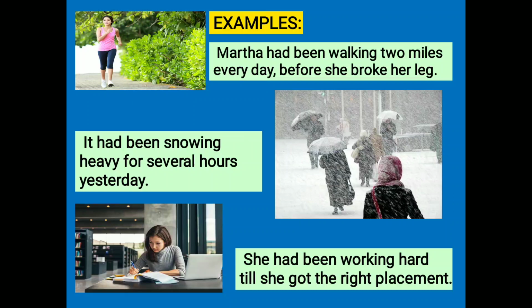Clear? Second example: it had been snowing heavily for several hours yesterday. So it had been, not today but yesterday. The news is that of yesterday. So yesterday, for a long period of time, showing the duration, something had been happening. What had been happening? It had been snowing. It had been snowing heavily for several hours, for long hours, maybe 3-4 hours.